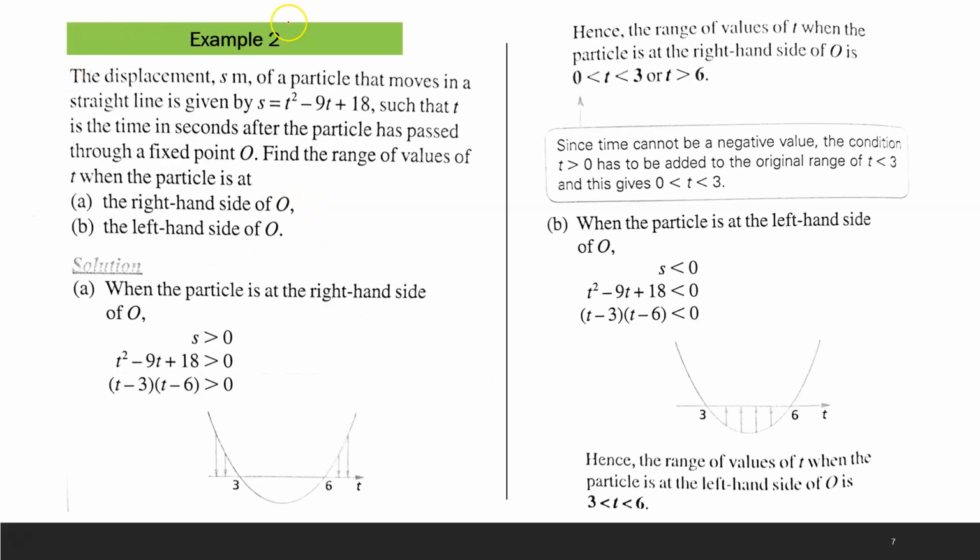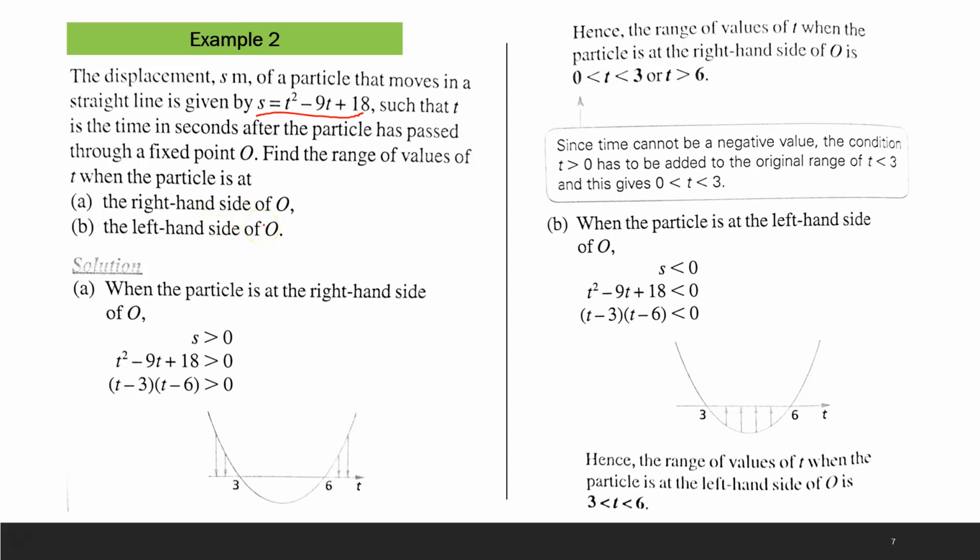Okay, now we move on to example 2. The displacement S in meter of a particle that moves in a straight line is given by this. Okay, you have another formula given, this one. Such that t is the time in second after the particle has passes through a fixed point O. Find the range of values of t when the particle is at the right hand side of O and the left hand side of O.